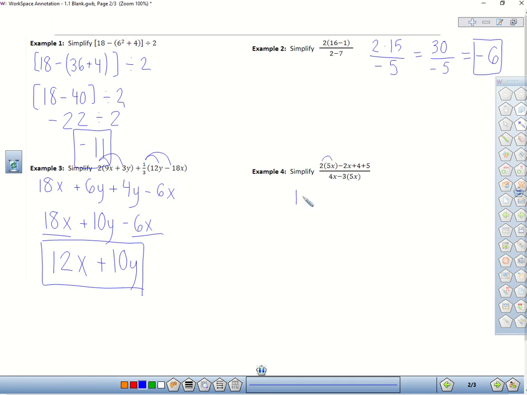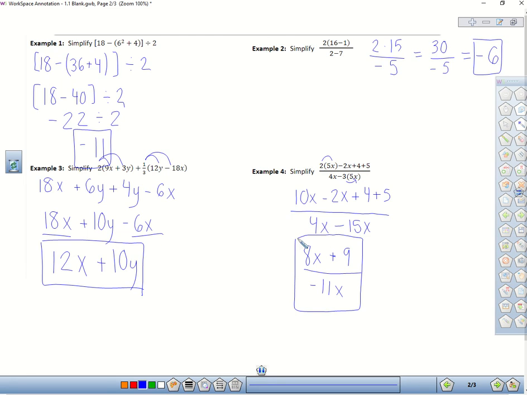So we're going to distribute here, and we end up with 10x minus 2x plus 4 plus 5. Once again, down here, we're going to do the distributive property. So we end up with 4x minus 15x. Now we're going to combine like terms in the numerator and the denominator. So that leaves me with 8x plus 9 all over, well, that's 4 minus 15, which is negative 11x. And that would be our simplified expression.